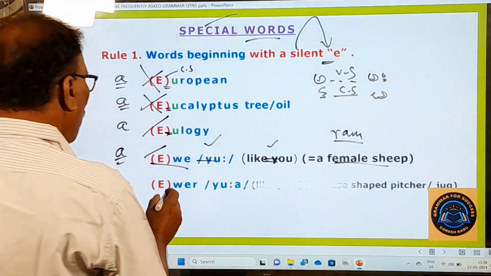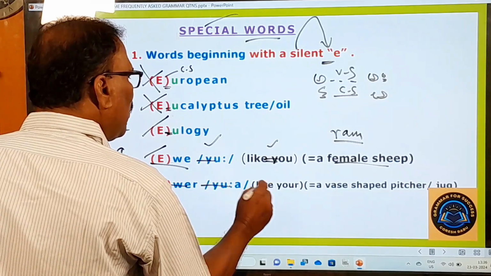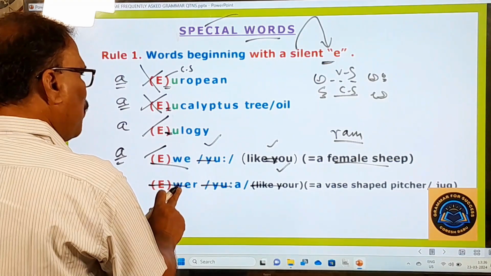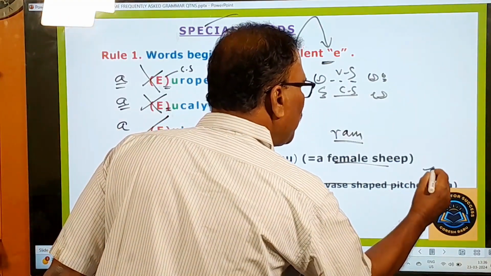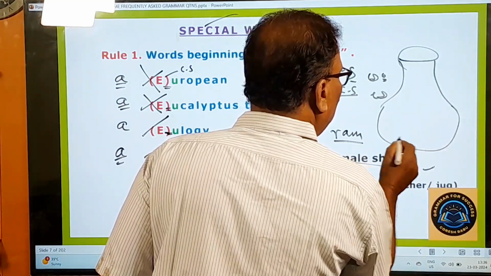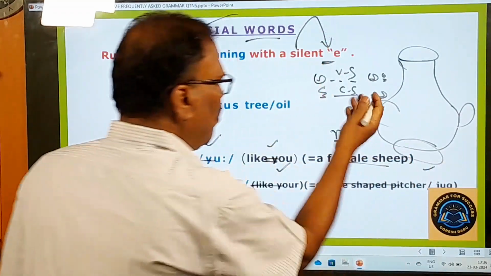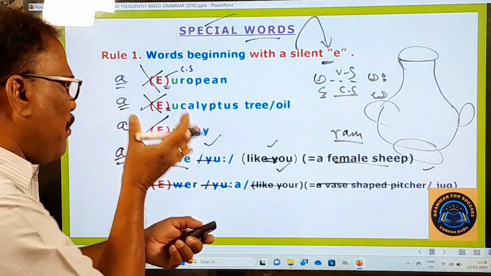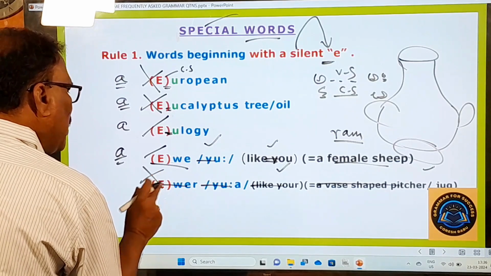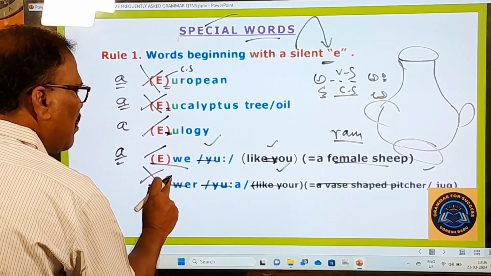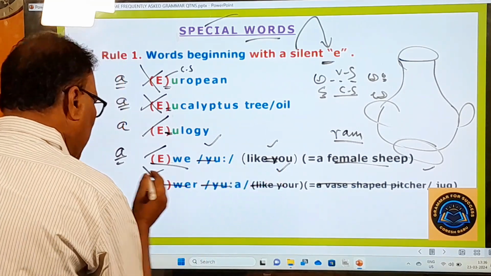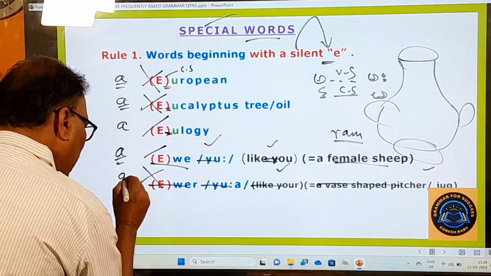And the next one, yewer is there. Like ewer. How do you pronounce this ewer? So similarly, you pronounce ewer, which means a vase-shaped pitcher or jug. So vase-shaped means it's like that. Okay, that's called a pitcher or a vase-shaped jug. Okay, that's called an ewer. In this, E is silent, and we are pronouncing these words from the next letters, which are giving this consonant sound, and therefore you use what, A, before that.